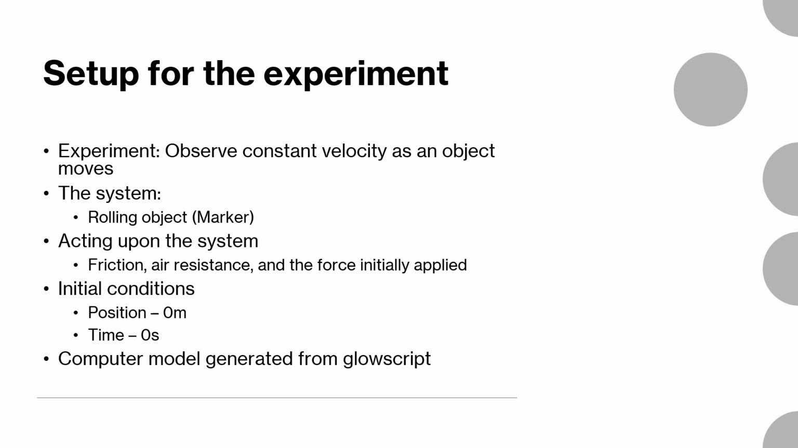Other forces that will not be included in our calculations are air resistance and the initial force applied, as well as the direction of the marker after the force was applied. The marker might have twisted a little bit and its speed might be a little different because of its direction, but we will not be including that in our calculations.